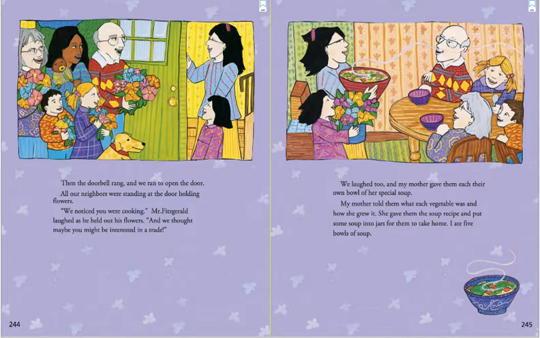"Then the doorbell rang, and we ran to open the door. All our neighbors were standing at the door holding flowers. 'We noticed you were cooking,' Mr. Fitzgerald laughed as he held out his flowers, 'and we thought maybe you might be interested in a trade.' We laughed too, and my mother gave them each their own bowl of her special soup. My mother told them what each vegetable was and how she grew it. She gave them the soup recipe and put some soup into jars for them to take home. I ate 5 bowls of soup."